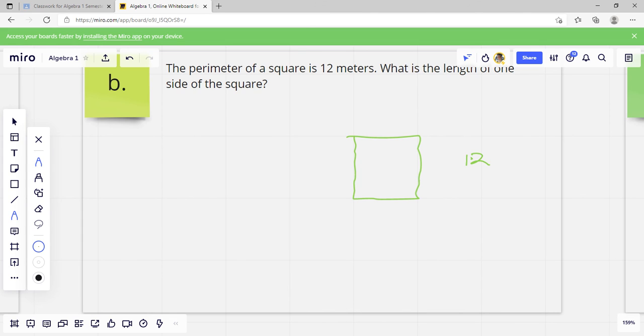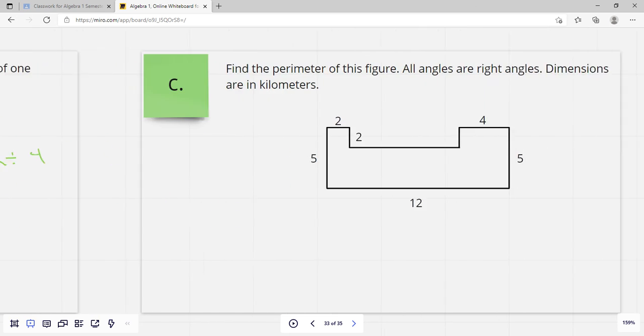Well, we have 4 sides, right? Half of 12 would be 6, and then half of that would be 3. So if we had 3, 3, 3, and 3. See, we just divided by 4 because that's how many sides we have. So if we added all those up, 3 plus 3 is 6, 7, 8, 9, 10, 11, 12. So the answer is 3 meters. Easy peasy.